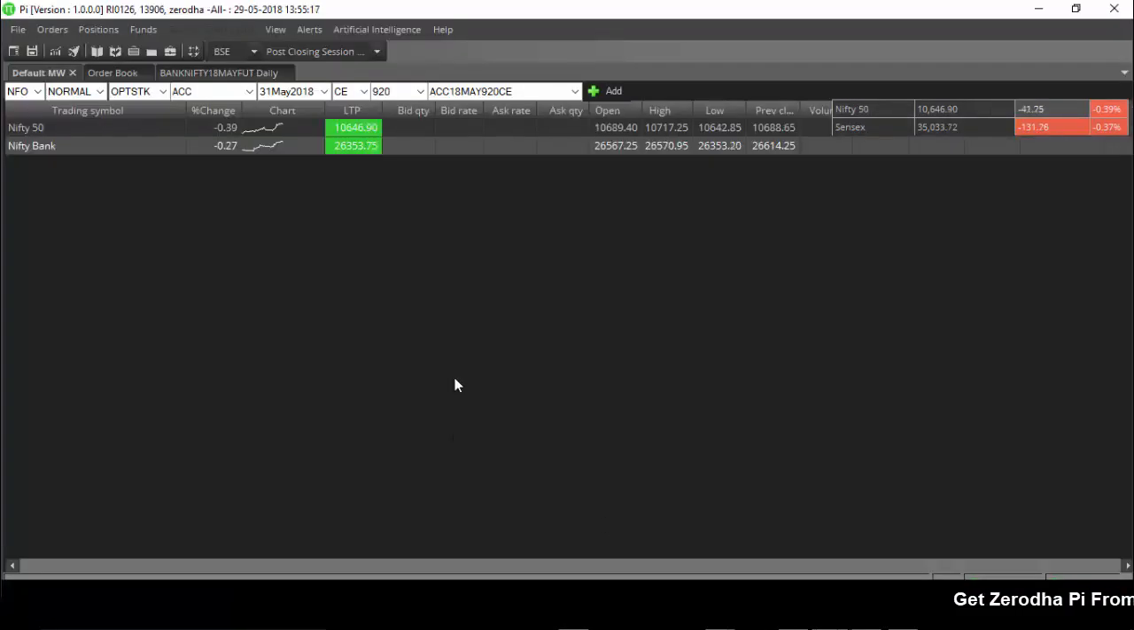So I'll show you what is the difference between a continuous contract and a simple future contract. So this is Zerodha Pi terminal.